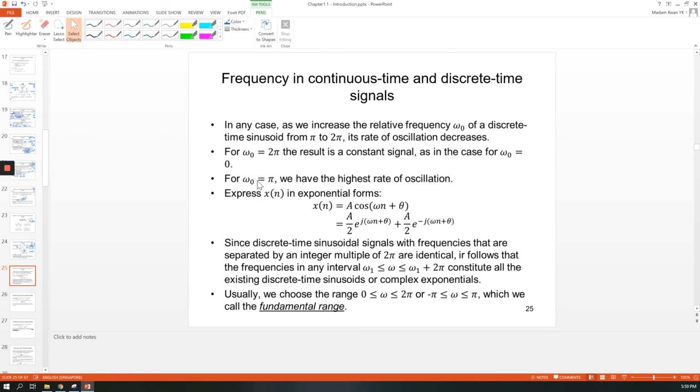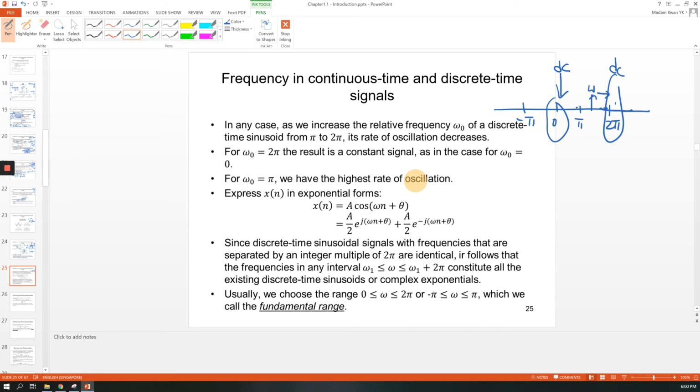In any case, as we increase the relative frequency omega naught of a discrete-time sinusoid from pi to 2 pi, its rate of oscillation decreases. Let me redraw that. If you increase omega from this point towards 2 pi, the rate of oscillation decreases. That makes sense because this is 0, which is DC. In terms of sine and cosine, cos 0 and cos 2 pi are the same, so here would also be DC. Pushing it towards here, you are approaching a lower rate of oscillation, or low frequency.